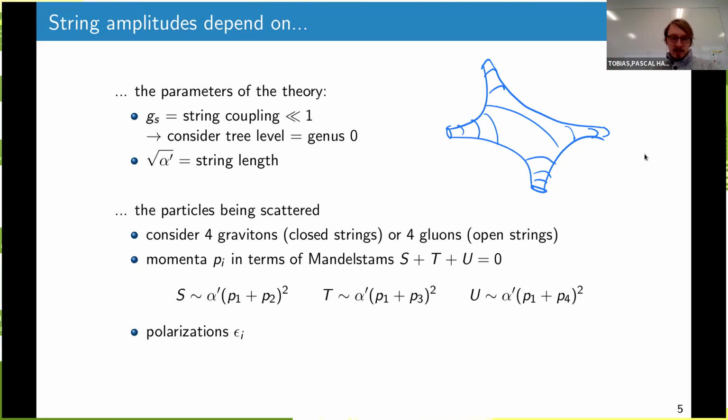And they depend on the momenta, which are encoded in terms of Mandelstams. Here I wrote this twiddle because I use a slightly different definition for closed and open strings, which differs by a factor of 4. And they depend on the polarizations of these gravitons and gluons.